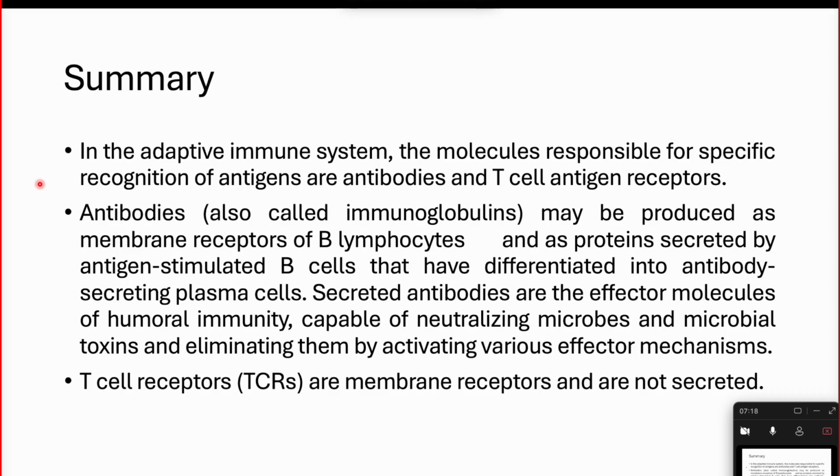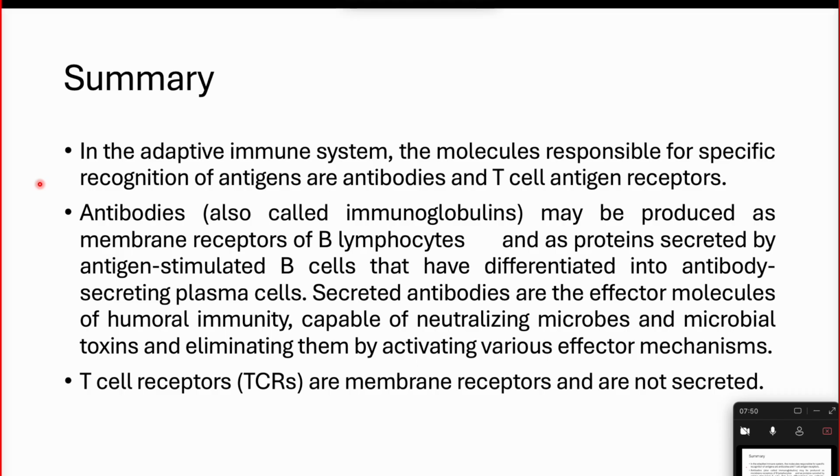The summary of T cell receptor is as follows. In the adaptive immune system, the molecules responsible for specific recognition of antigens are antibodies and T cell antigen receptors. Antibodies, also called immunoglobulins, may be produced as membrane receptors of B lymphocytes and as proteins secreted by antigen stimulated B cells that have differentiated into antibody secreting plasma cells.